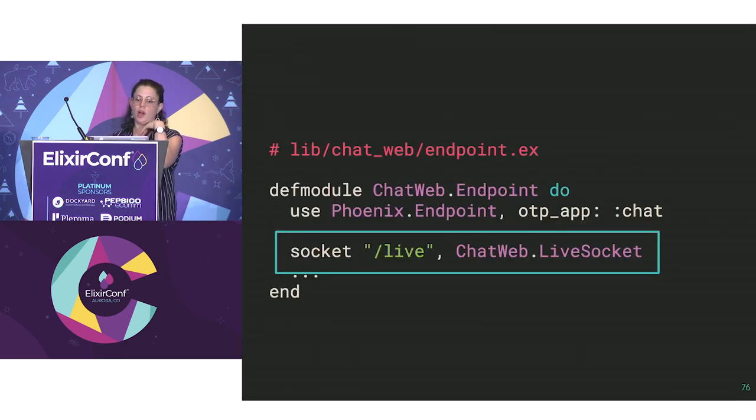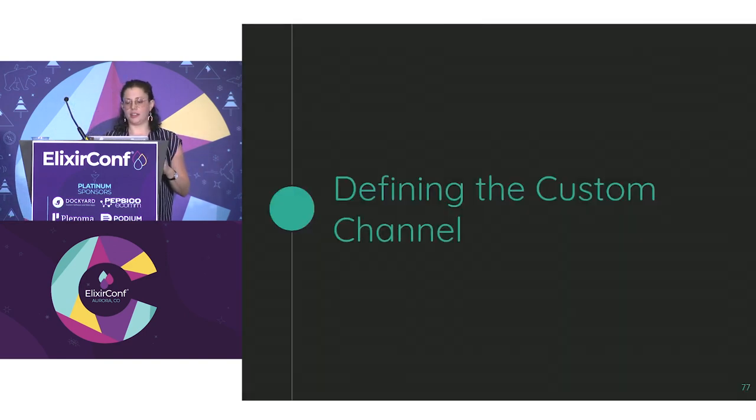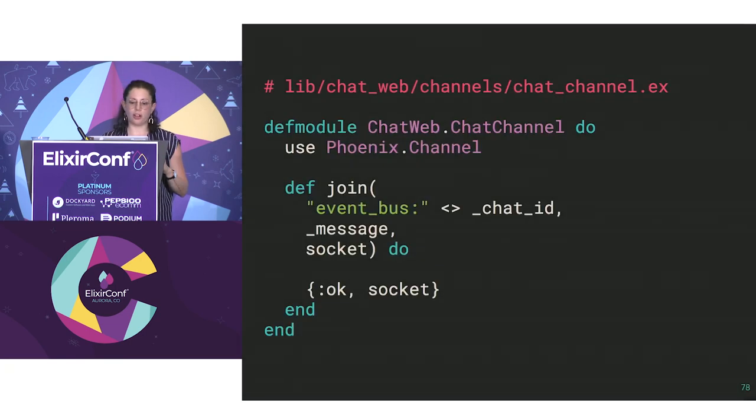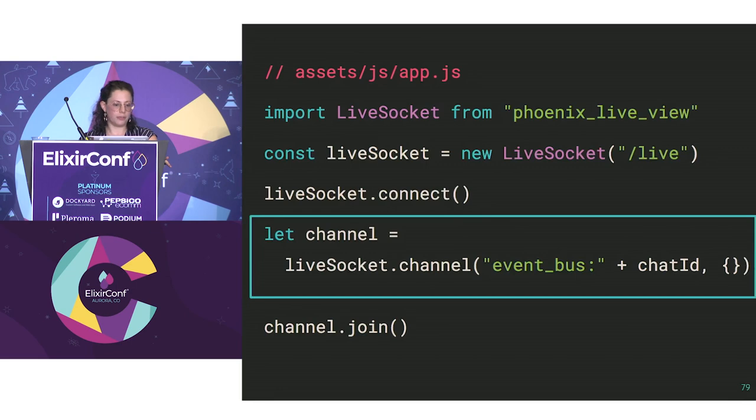And then we need to update our app's endpoint module to map the socket mounted at the slash live endpoint to this new custom extended live socket that we just defined. And now that our socket is up and running, we're ready to define our custom channel, which right now is pretty simple. It knows how to handle the join message for the given topic of event bus colon chat ID. And with our socket and our channel defined, let's take a look at that front end code for joining the channel. So right after we call live socket connect, we can establish our channel at event bus plus chat ID, assuming we've plucked the chat ID, let's say off the page somewhere.